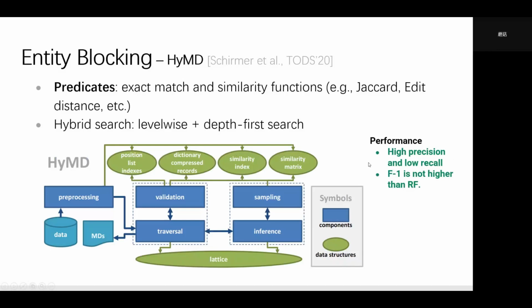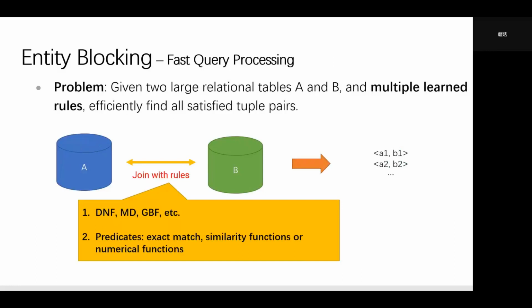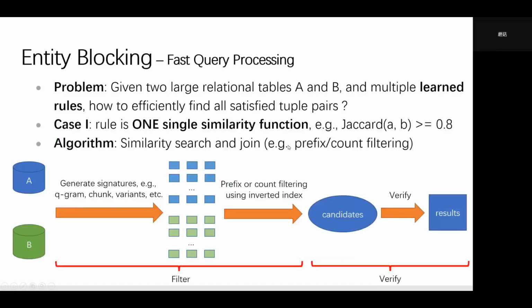So now, if we use the previous methods to generate some learned rules, the next problem is how we can efficiently find all satisfied pairs from tables A and B using these rules. Firstly, we consider the first case. If the rule is one single similarity function, for example, the Jaccard similarity and the threshold such as 0.8 learned by the previous methods, we can use the prefix and count filtering as follows.